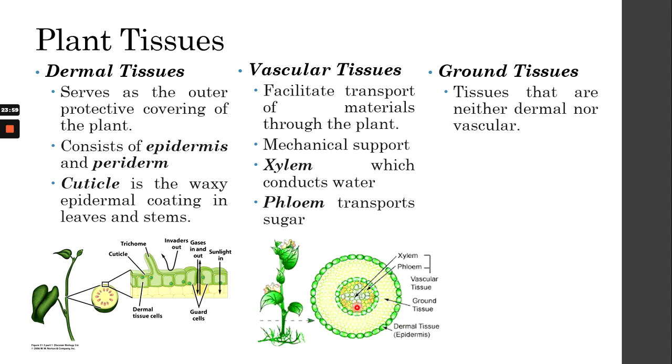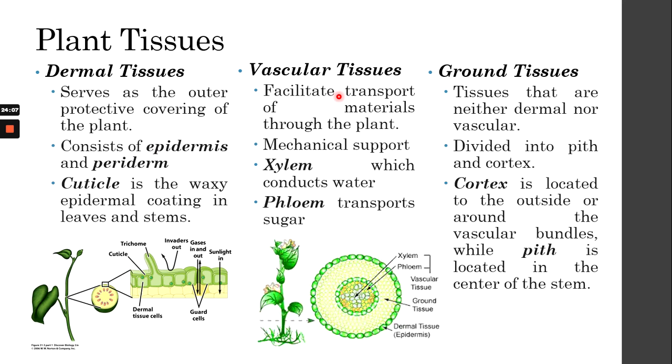Basically, ground tissues are tissues that are neither dermal nor vascular, and they are divided into pith and cortex. Cortex is located to the outside or around the vascular bundle. So this is your vascular bundle here. These are your xylem and the phloem, and the cortex, or the ground tissue cortex, is found outside. As you can see here, this ground tissue right here is what we call the cortex.